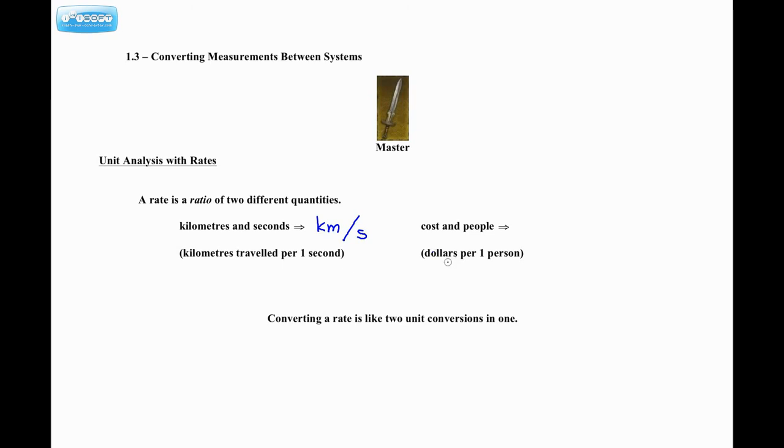If I had cost and people, and we're assuming cost and money would be dollars, we would have dollars per person. So this would tell us how much money does it cost per person, dollars per one person. So how would you convert something like this? Well, it's actually pretty much identical to what we've already done, but it's like we're doing two unit conversions in one problem. But the best way for you to understand is just to see a few examples.